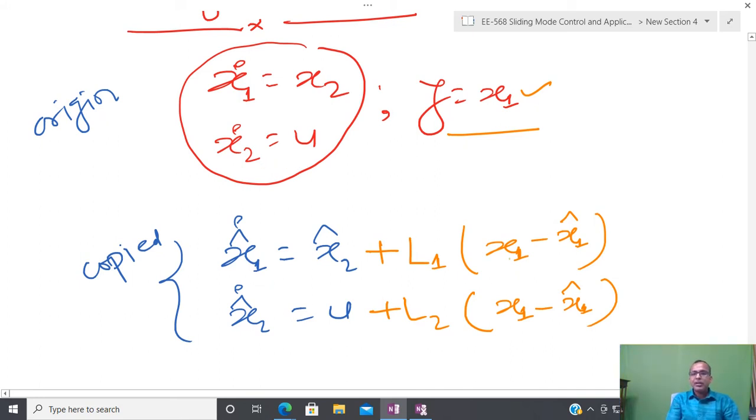Once x1 is exactly equal to x1 cap, at that time you can see that this correction term equals 0, both correction terms equal 0. At that time I can tell that since x1 and x1 cap are exactly equal, x2 cap is also equal to the original state x2. So I have to show this. These two terms are called correction terms.